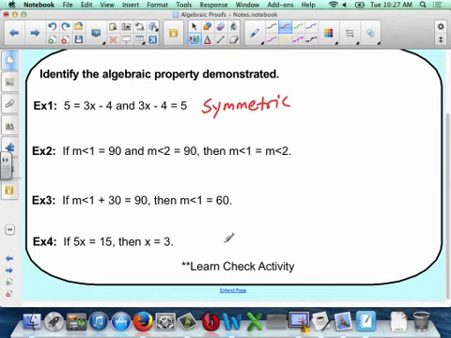Brandon, what about number 2? If the measure of angle 1 is 90, and the measure of angle 2 is 90, then the measure of angle 1 must equal the measure of angle 2. Is it transitive? That's transitive property.